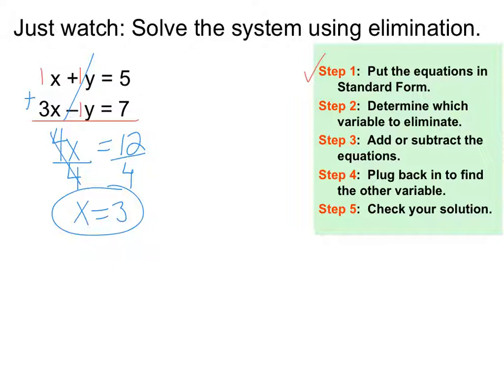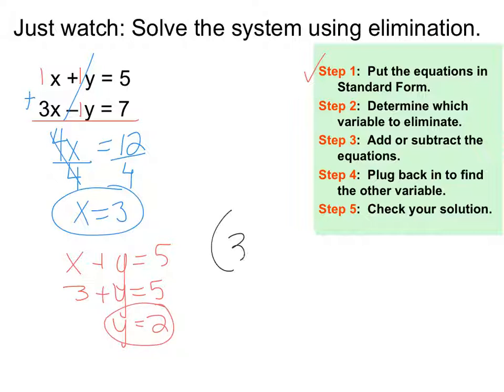Once I know x, I'm going to be able to plug that back in to solve for y. So I'm going to pick that top equation because it looks easier. And if x is 3, then I'm saying 3 plus what is 5, and y would be 2. So that means my solution for this system is 3, 2.